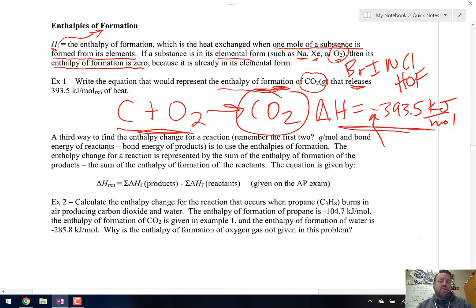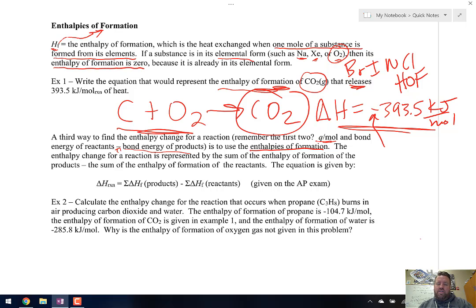So a third way that we can now calculate the enthalpy change for a reaction is to use the enthalpies of formation. Remember the first two: you take the value of Q, you divide by the moles, and that gives you the enthalpy change. And then you take the bond energy of the reactants, you take the bond energy of the products, and remember this is a negative value, so you have that negative in there to represent that. You put them together, and you get the enthalpy change for the reaction.